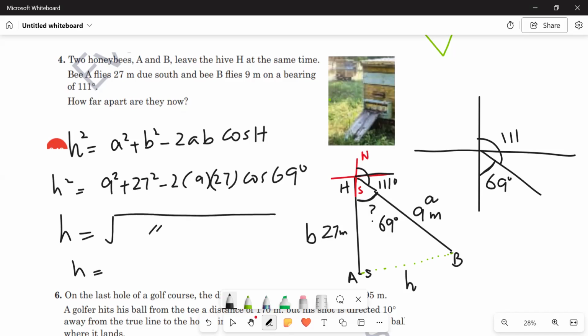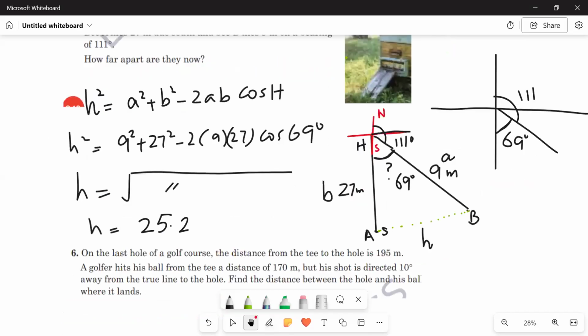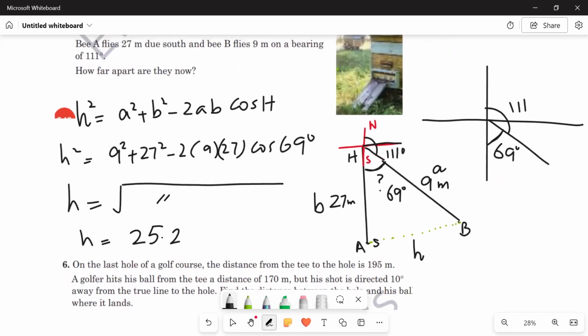So what will be the answer? It could be 25.2. So it means the distance between both honeybees is 25.2 meter. Okay.